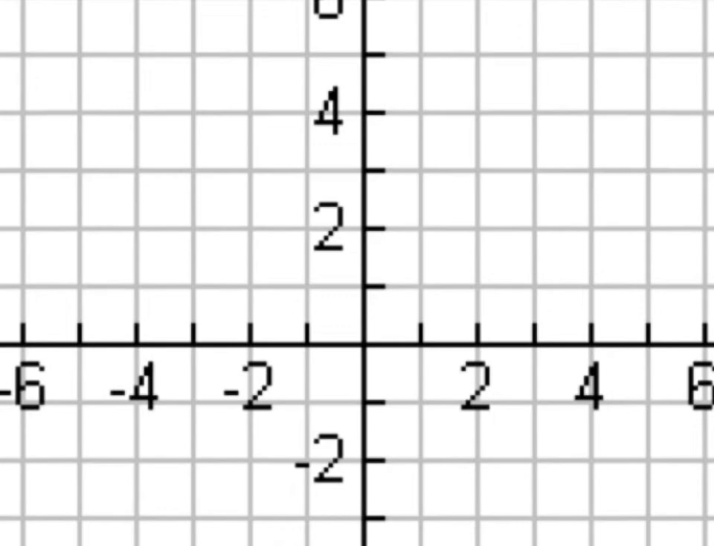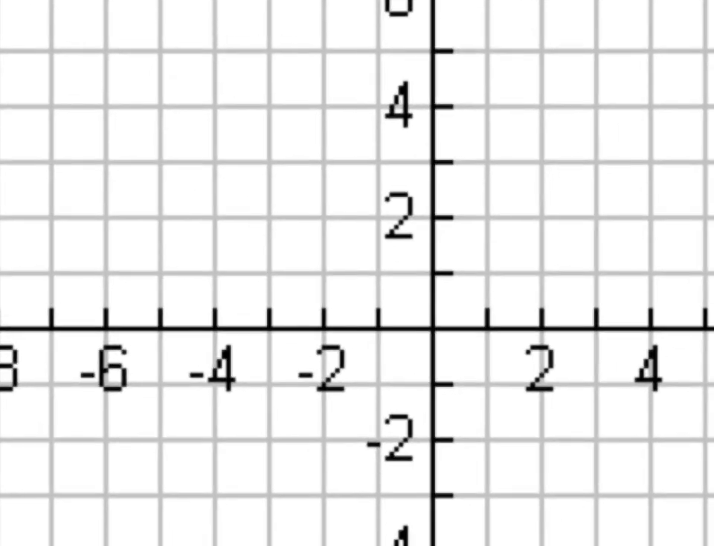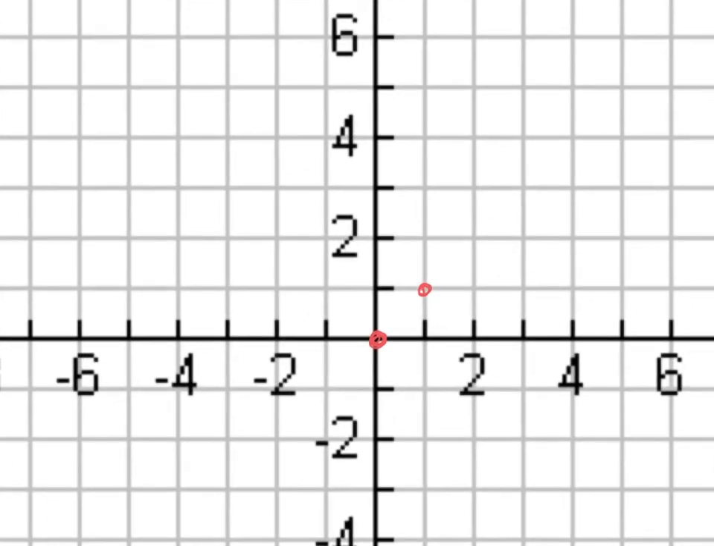This one doesn't have a shift, so I'm still going to start at 0, 0. I've got to zoom way in on this. So usually I would go over 1, up 1. But instead of going up 1, I'm going to go up 1 times 1/3, which would be 1/3. So instead of going over 1, up 1, we're going to go over 1, up 1/3, which would be about right there. Let's go the other direction.